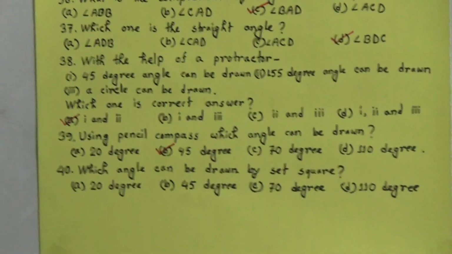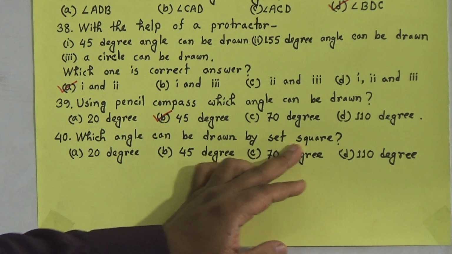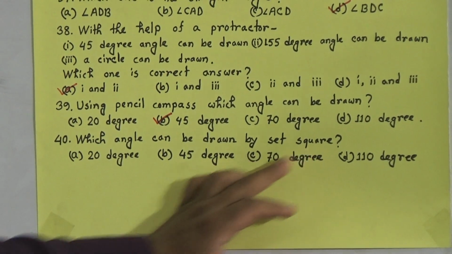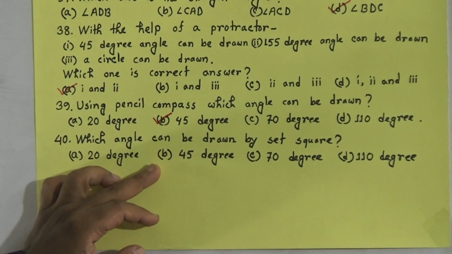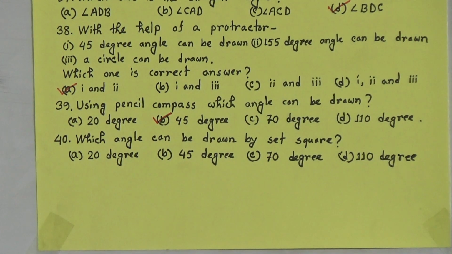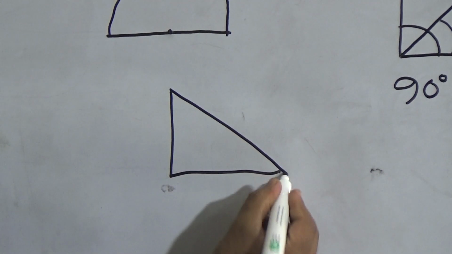Now the last one is: which angle can be drawn by a set square? We know that with a set square we can draw a right-angled isosceles triangle. That means we can draw 45 degrees. Look, what is a right-angled isosceles triangle? It means this one.